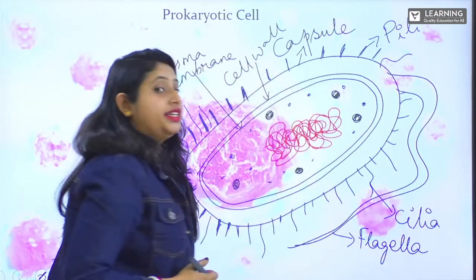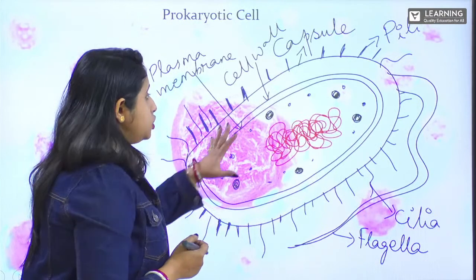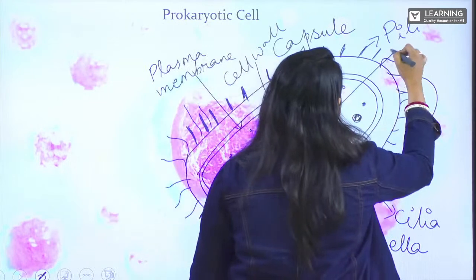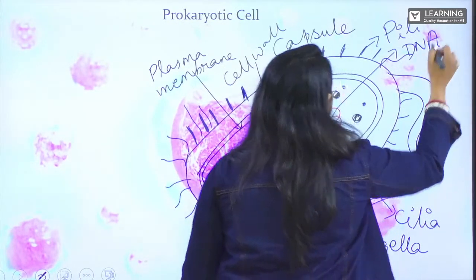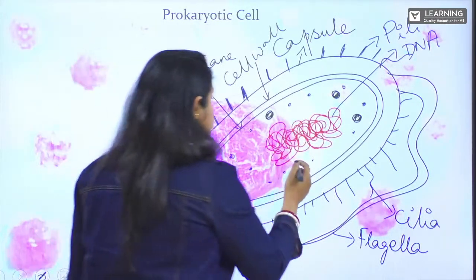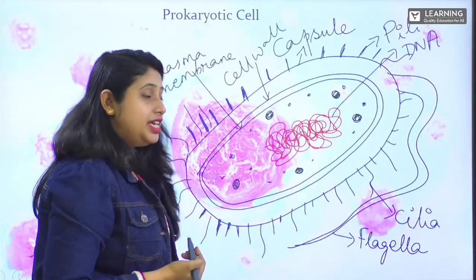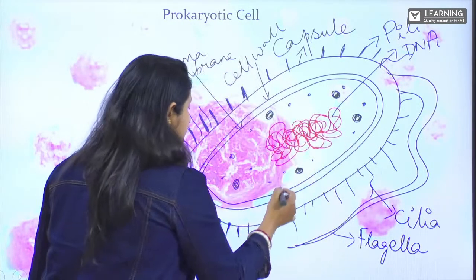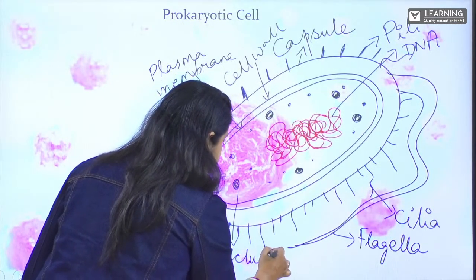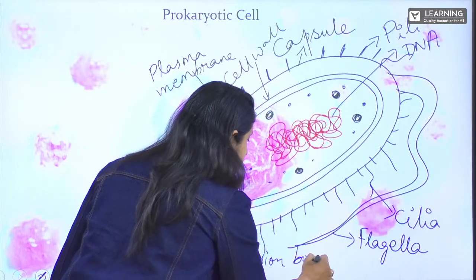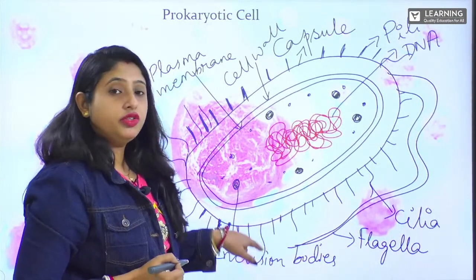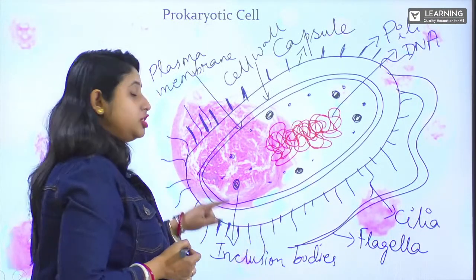This is how the bacteria's structure looks like. Inside, you will find the DNA. This is the genomic DNA. They have a circular DNA and it is not covered with a nuclear membrane. And what are these black dots you can see? These are called inclusion bodies. What is the function of these inclusion bodies? They are basically responsible for the storage of food.